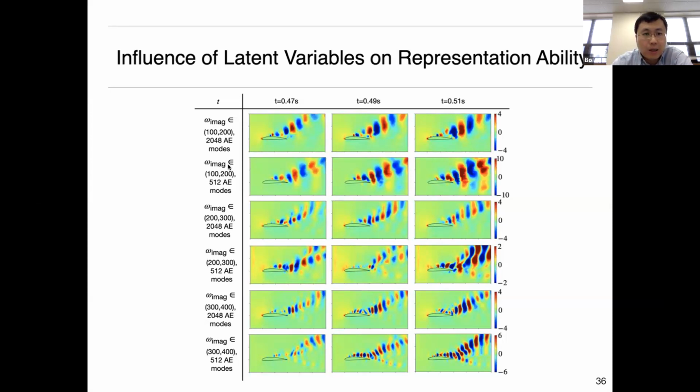I also compared the above two cases at different frequency ranges. As you see, when using 2048 latent AE modes, the nonlinear modes can be well recovered. Nevertheless, when using a smaller number of latent AE modes, the nonlinear modes will be exaggerated too much as time elapses. This is because when using 2048 modes, we can avoid the loss of information and capture a very good compact representation of the underlying flow dynamics.